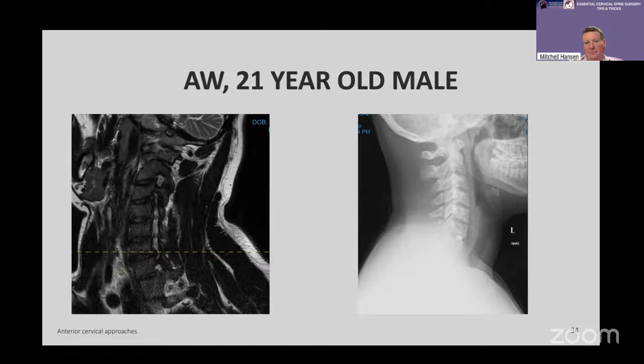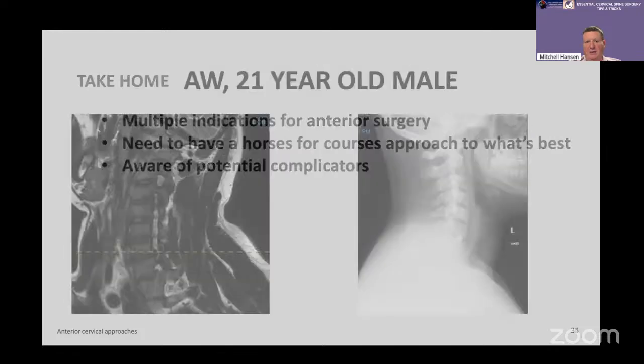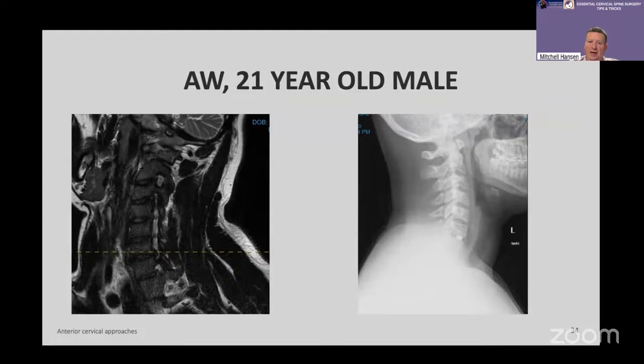I wouldn't argue against a fusion, and certainly a lot of rugby players end up with fusions in professional leagues in the UK and France, but he's now back to training a few months post-surgery with full resolution of his pain.